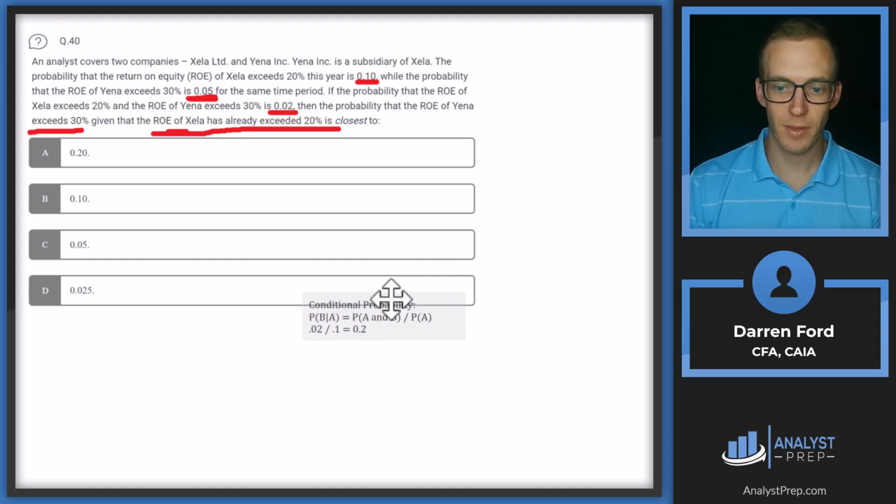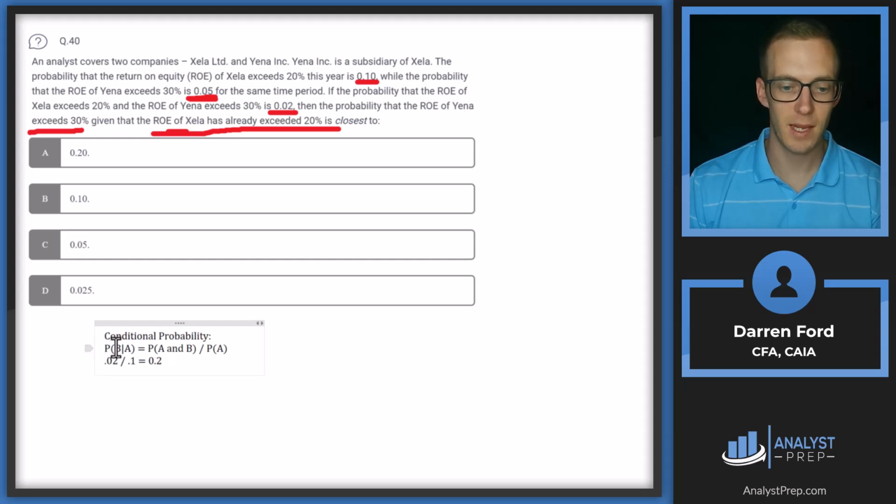So for conditional probability, here's what that formula is going to look like. We've got the probability of B given A. In this instance, we'll say that A is Zila exceeding, and Yina is our B. So the conditional probability of B given A is the probability of both happening, which is given right here at 0.02. That's going to be plugged into our formula in the numerator, and then we're going to divide that by the probability of A happening. We assigned A to Zila, so ROE of Zila has already exceeded 20%. So that number is going to be right here at 0.1. So it's going to be 0.02 divided by 0.1. Pretty straightforward, gives us 0.2, which corresponds right here with answer A.